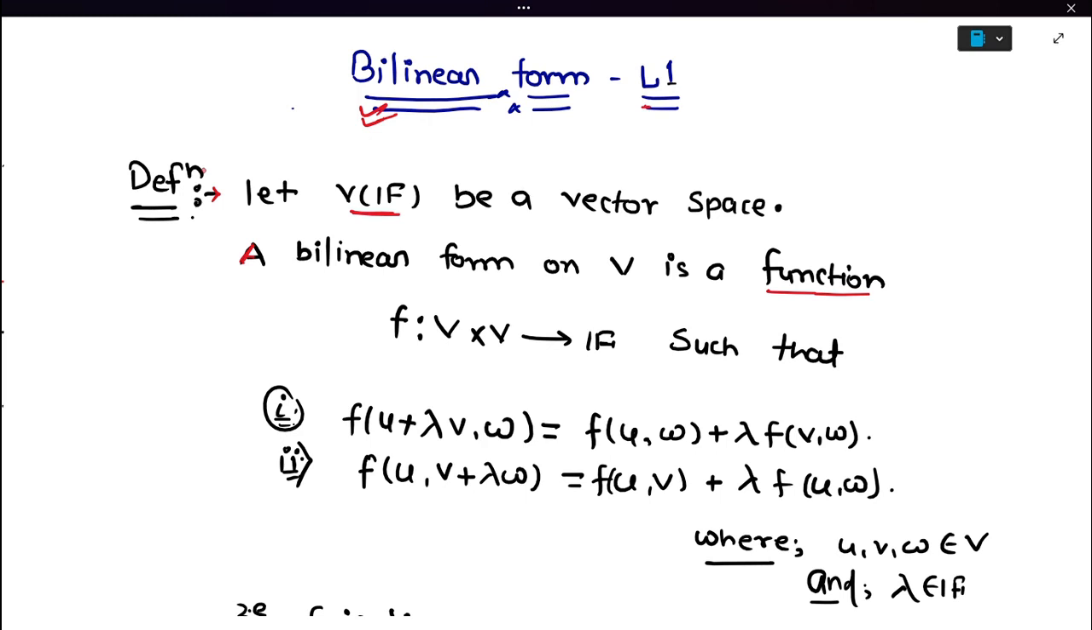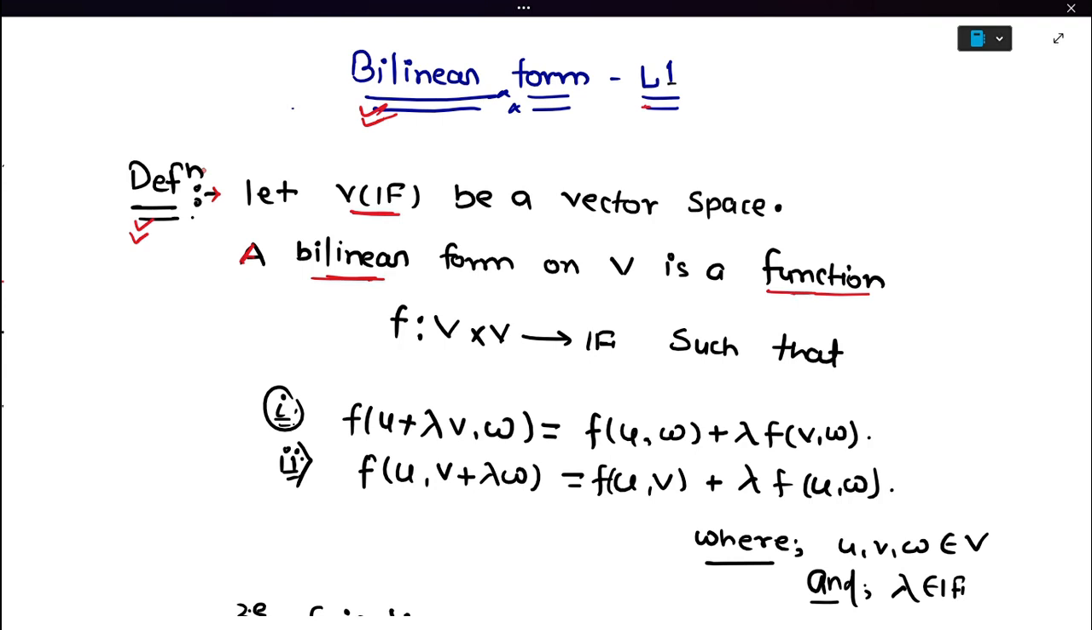In this lecture, we will discuss what is a bilinear form, the definition of a bilinear form, and then we will see some examples of bilinear forms. So, let V(F) be a vector space. Then a bilinear form on V is a function. What is a bilinear form?